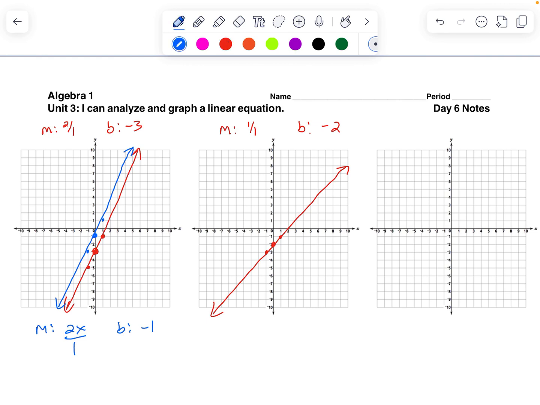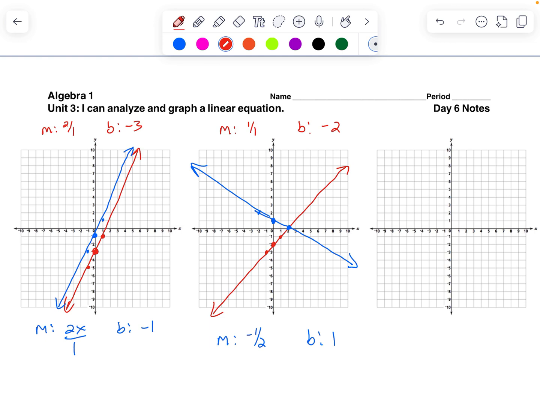Now let's look at our bottom equation. Y equals negative 1/2 x plus 1. So my slope is negative 1 over 2, and my y-intercept is positive 1. Let's put our first point on the y-intercept, up 1. Then a negative 1 over 2 slope tells me to go down 1, right 2. If I do the exact opposite, I go up 1, left 2. Whoops, that's not a very good line. Roughly something like that.